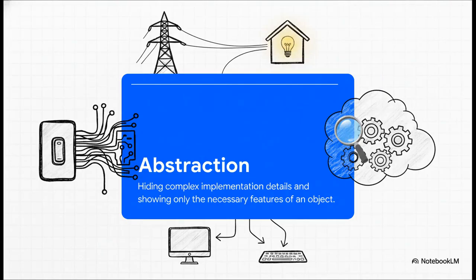And our last pillar, abstraction. This is all about hiding complexity. When you get in your car and turn the key, you just expect it to start. You don't need a PhD in mechanical engineering to do it. All the messy, complex details of how the engine works are abstracted away from you. You're just given a simple interface, the key. Abstraction in code does the exact same thing.